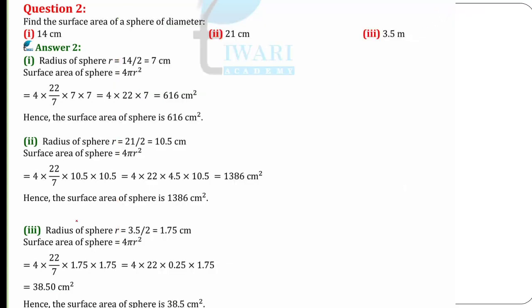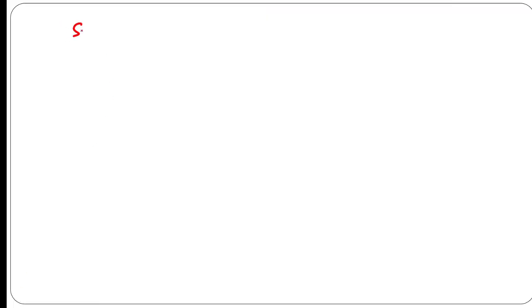Good morning, students. Today we are starting with our question number 2. Question number 2 is: find the surface area of a sphere of diameter 14 centimeter. So we know that the surface area of a sphere is equal to 4 pi r square.